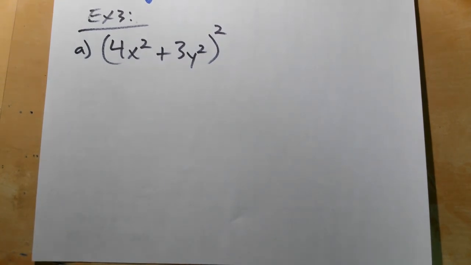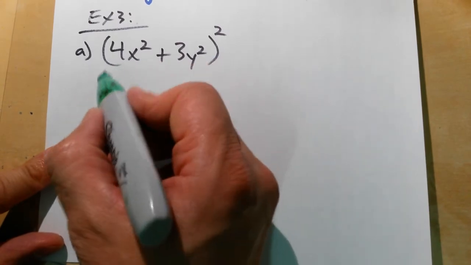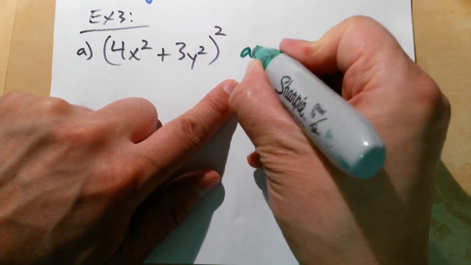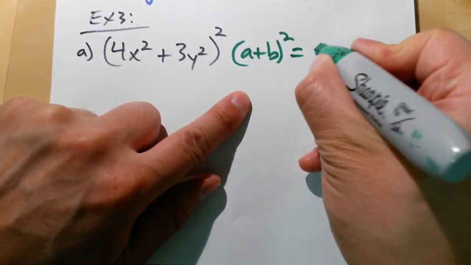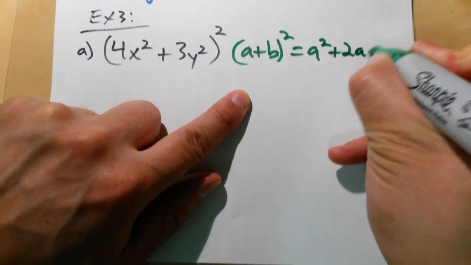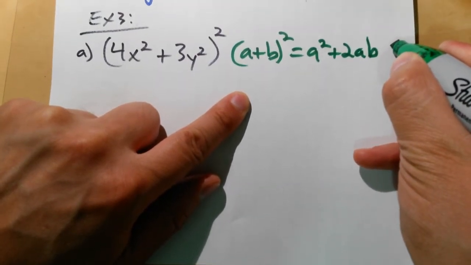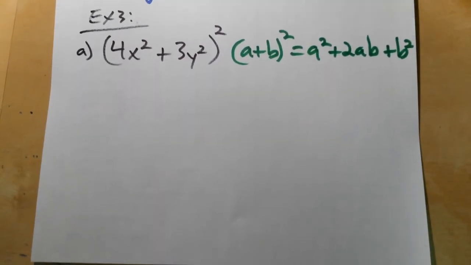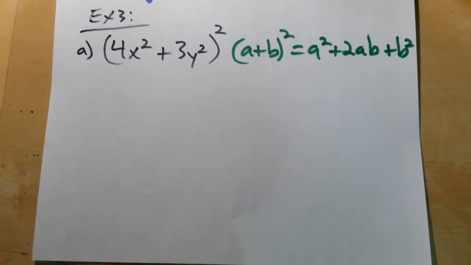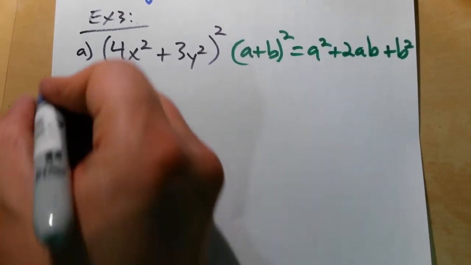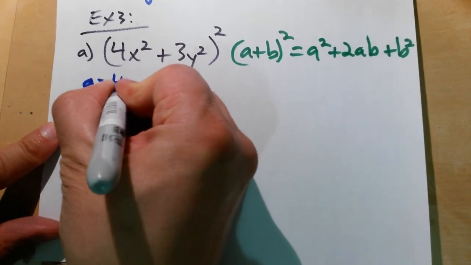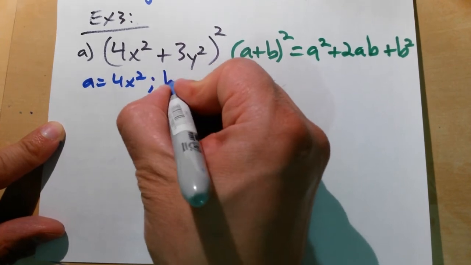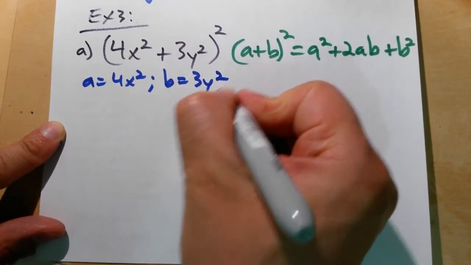So mentally you would be doing this, and then you would be thinking, okay, well, the pattern for this is going to be a squared plus 2ab plus b squared. I'm going to write it here once again as a reference. So now let's start collecting what we have. What's our a value? Our a value would be 4x squared. Okay, what is our b value? Our b value would be 3y squared.